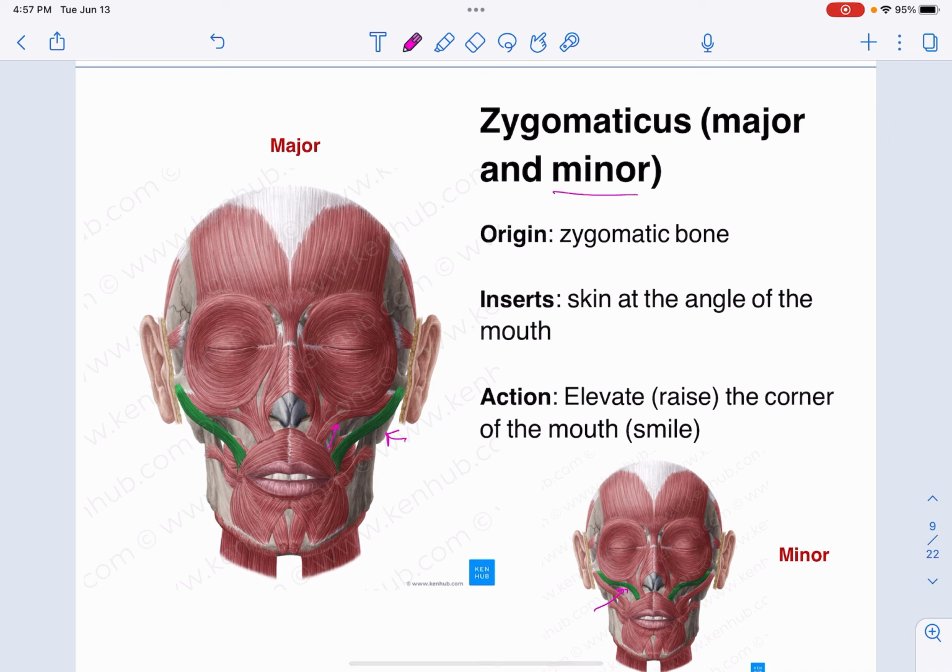Here's a better picture of it there. So zygomaticus major and minor, they actually both have the same actions. That's not always the case, but in this example it is. These muscles originate at the zygomatic bone, right here. They insert at the skin at the angle of the mouth, down here, and they are going to elevate the corners of the mouth, and that's going to create a smile as well.